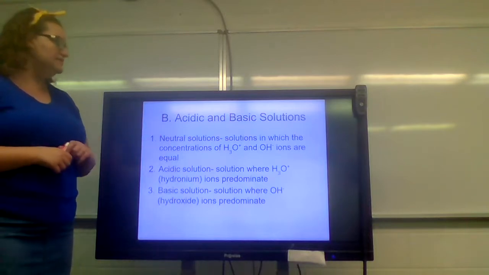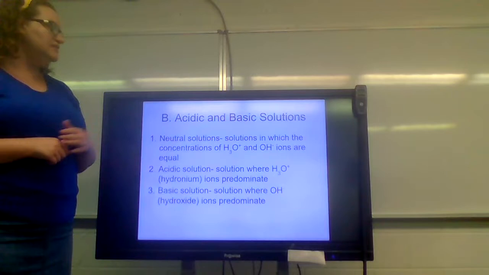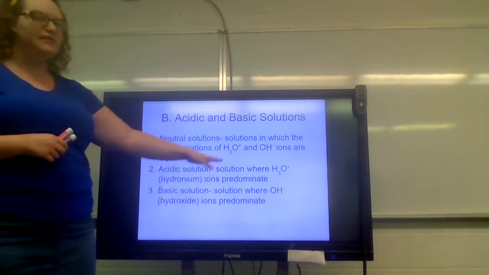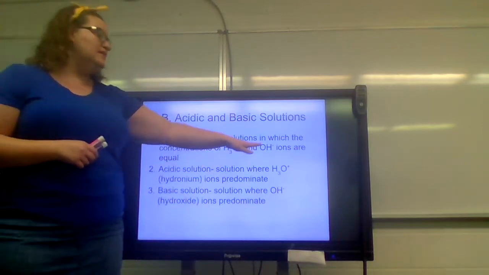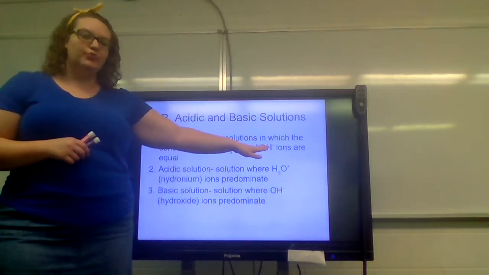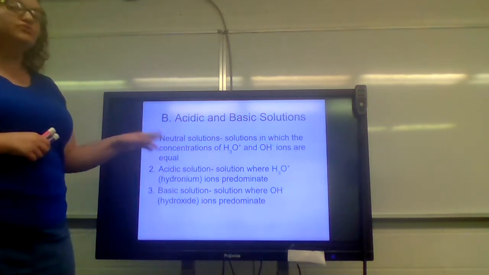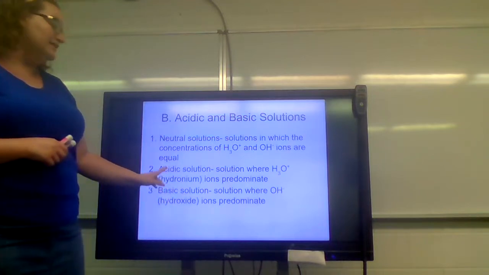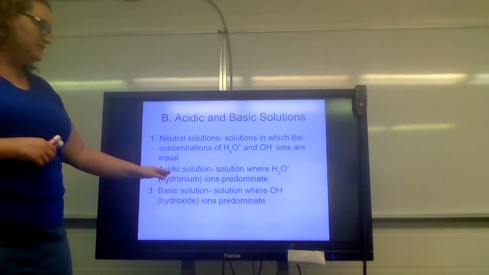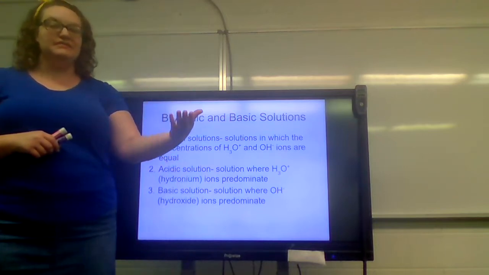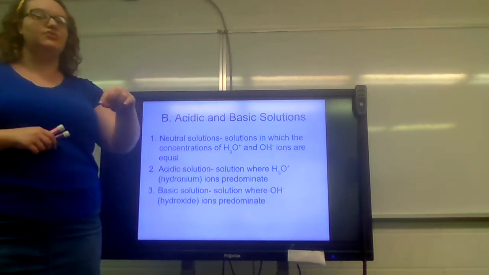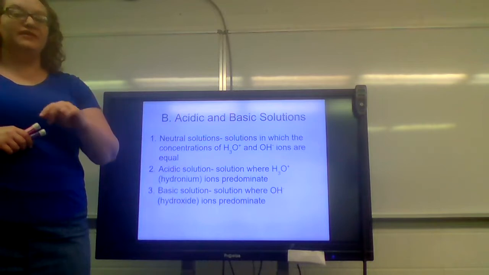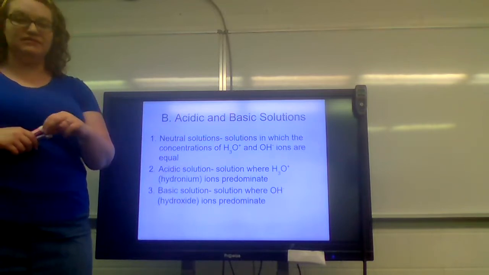All right, acidic and basic solutions. Neutral solutions are solutions in which the concentrations of H3O+ and OH- ions are equal. So basically, there's an equal amount of acid ions and base ions present in that neutral solution. Acidic solutions are solutions where H3O+, or hydronium ions, are predominant, okay? So when a substance is acidic, you will have more hydronium ions present. You will have more ability for an acid to be created, more acid ions to be created there.